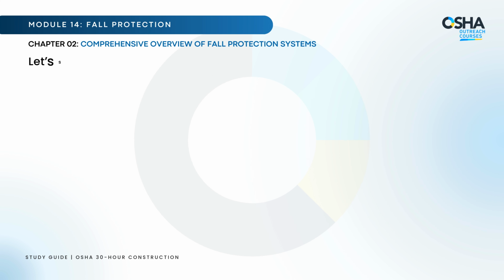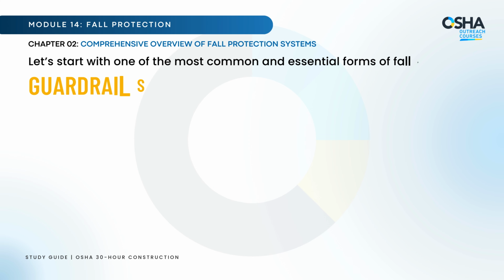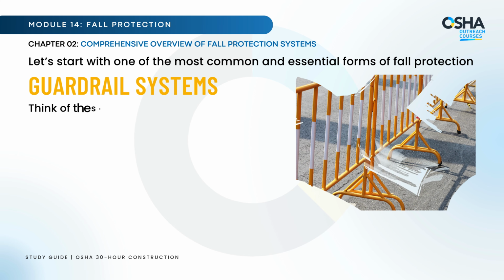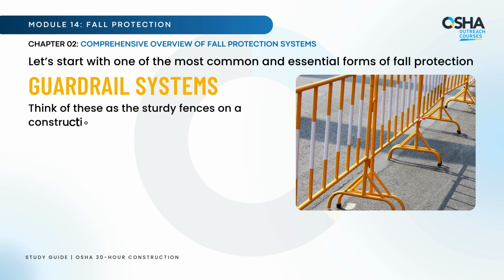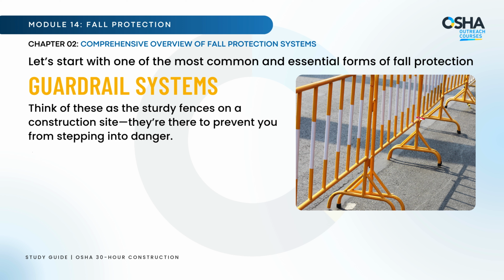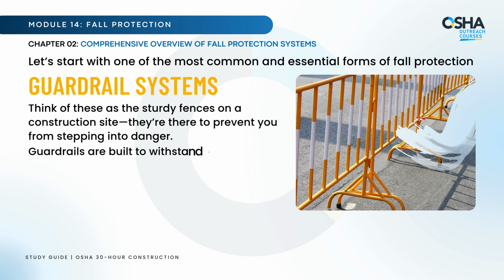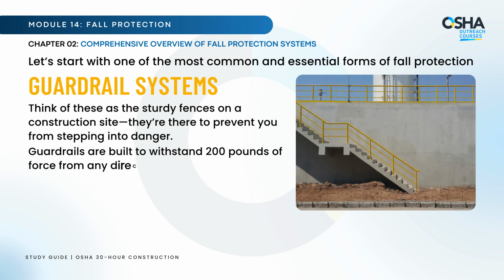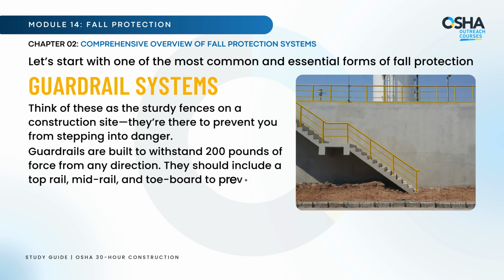Let's start with one of the most common and essential forms of fall protection, guardrail systems. Think of these as the sturdy fences on a construction site. They're there to prevent you from stepping into danger. Guardrails are built to withstand 200 pounds of force from any direction. They should include a top rail, mid-rail, and toe board to prevent accidental slips or trips near the edge.